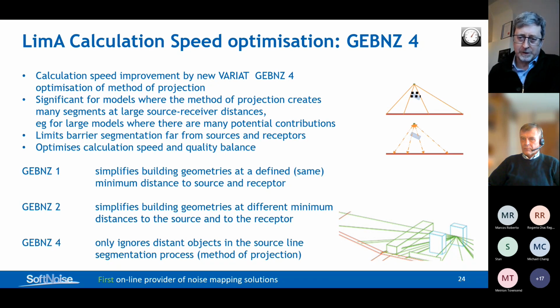The GBNZ option is available already in two configurations, configuration 1 and configuration 2. Configuration 1 and 2 simplify building geometries, and I'll explain that on the next slide.